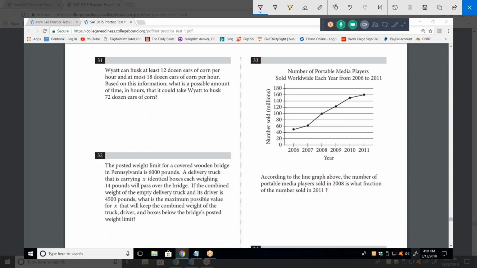What's the fraction between the number that were sold in 2008 and the number sold in 2011? Number sold in 2008 was 100 million, and then 2011 was 160 million. Reduce that fraction and you'll have your answer. Remember, we're in the easy section. Now notice in this case, you don't need to add the millions, because I'm going to have a million in the numerator and a million in the denominator, so the millions are going to cancel. In fact, I can cancel that and that. And now what is 10/16 reduced to?